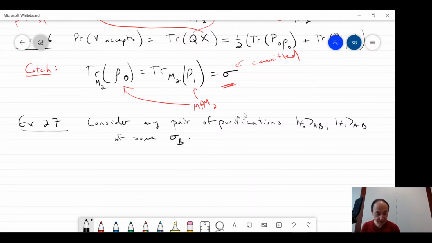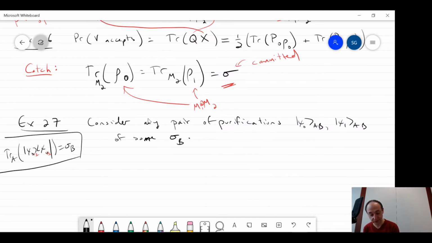density operator sigma B. Remember, a purification just means that I had some density operator, possibly mixed, on sigma B. And now I can think of two pure states on A and B, psi 0 and psi 1, which if I were to trace out A on both of these states, I would always just reduce back to sigma B. Okay, that's what it means to be a purification. So for clarity, that just means that the trace out of A of psi 0 should equal sigma B. And same thing if I were to put a 1 here, it doesn't matter which one I choose. Okay, so this is the definition of purification.